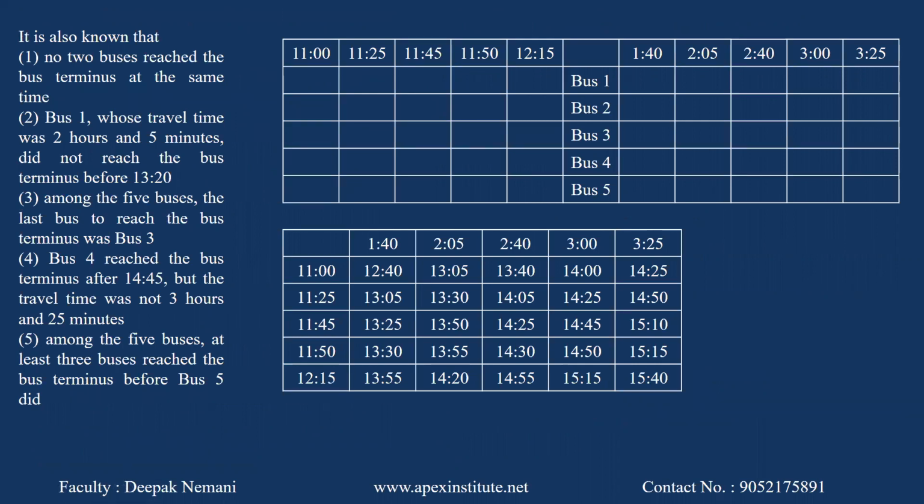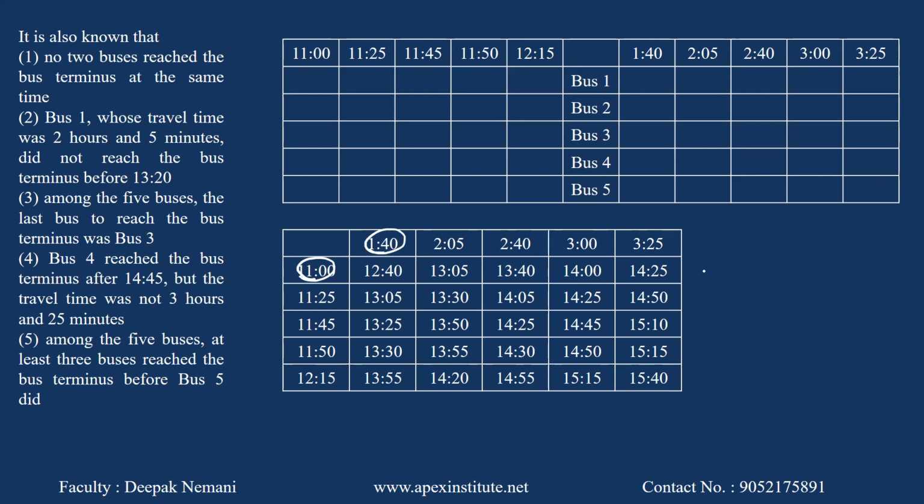I'll be making 2 tables. One table to make use of the ticks and cross method, and another table which gives us the reaching time of these buses depending on the travel time and the time of journey. For example, if you have a bus starting at 11 o'clock and its travel time is 1 hour 40 minutes, then the reaching time would be 12:40. Similarly, 11 and 2 hours 5 minutes gives 13:05, 11 and 2 hours 40 minutes gives 13:40, 11 and 3 hours gives 14:00, and 11 and 3 hours 25 minutes gives 14:25.